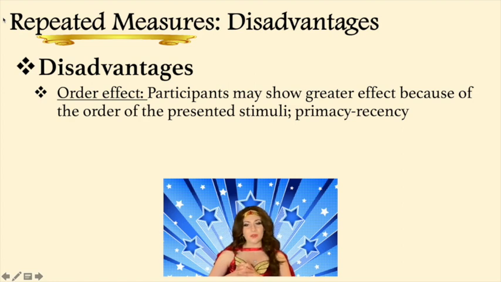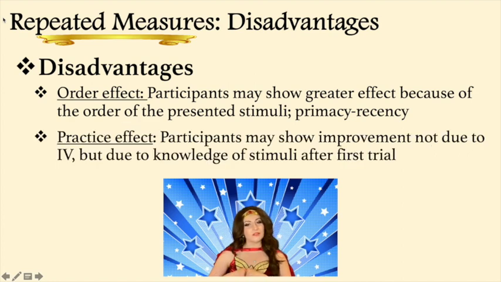So participants may show improvement not necessarily due to the independent variable, but due to the knowledge of the stimuli after the first trial. So for things like exercise and mood, this wouldn't really apply, but imagine that you were interested in testing the effects of a GRE graduate record exam tutorial program, right? And so you give students the GRE exam before the special tutorial and training. So you have a pretest measure, and then you give them the tutorial, you give them the training, that's your independent variable, and then you measure their score on the same test again.